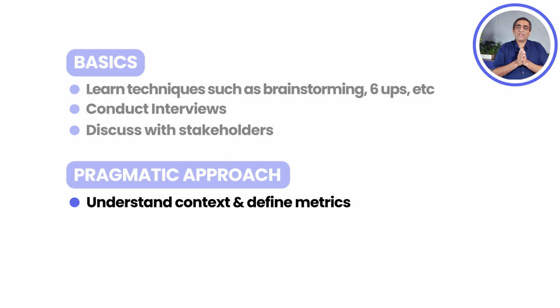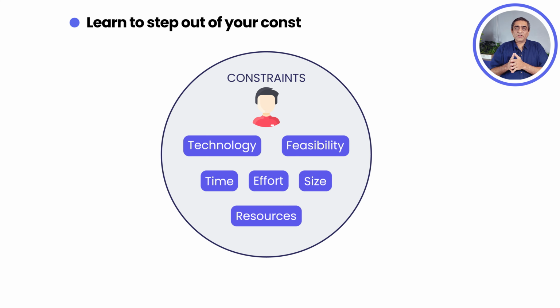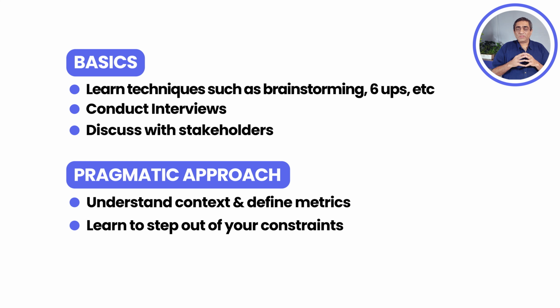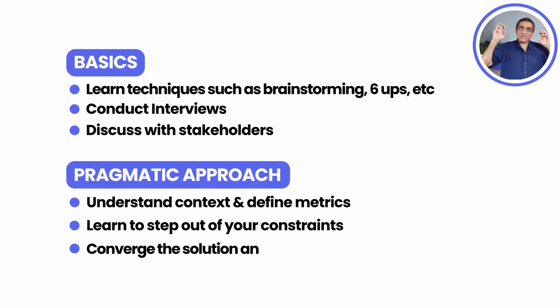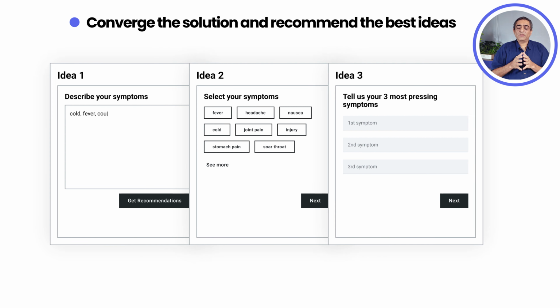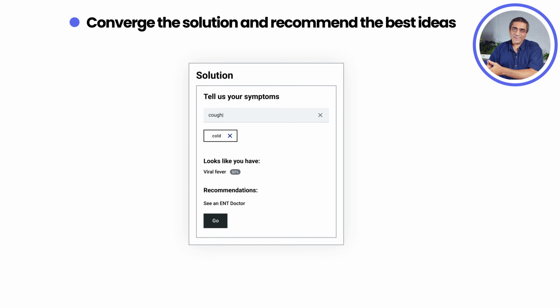Then the next step of that is you need to learn how to step out of your constraints, because that is what allows you to be truly creative. And finally, you need to learn how to think about all the different solutions, identify the best parts of the solutions that you have selected, and bring them together to create a best of breed final idea.